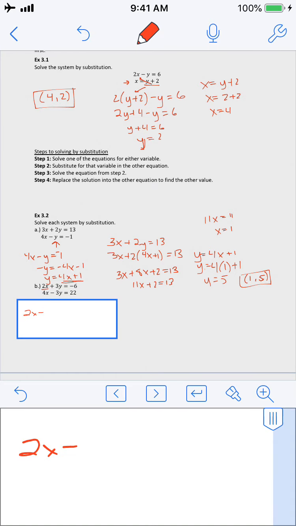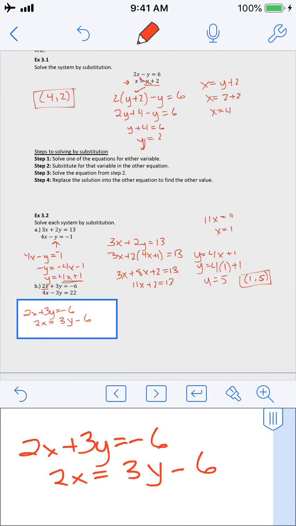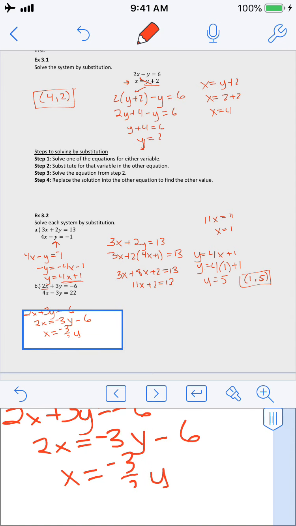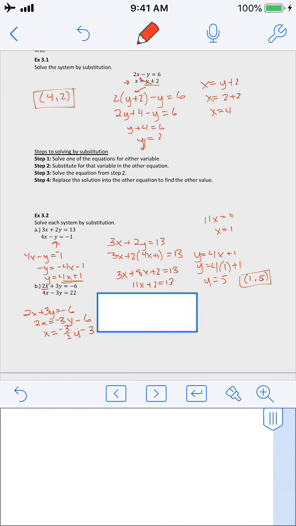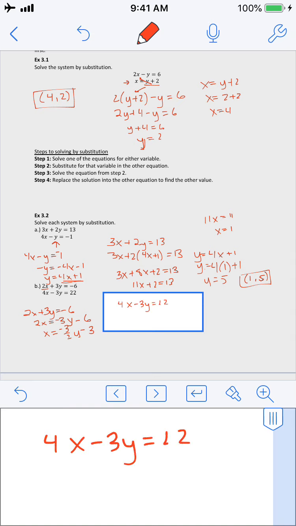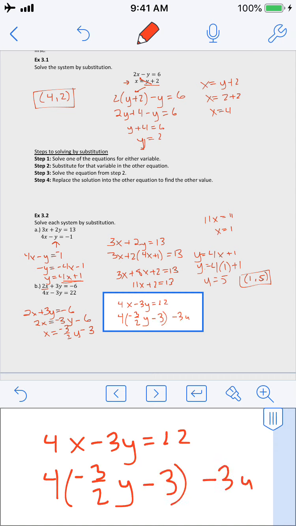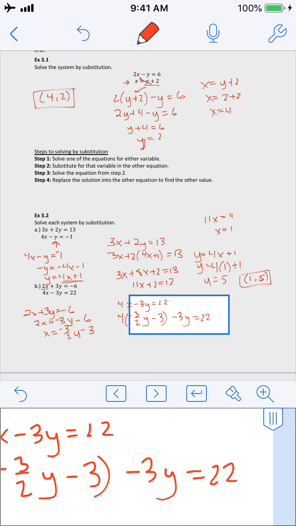Okay, so I have 2x plus 3y equals negative 6. Move that 3y over: negative 3y minus 6. X equals negative 3 halves y minus 3. Okay, now I'll go plug that into the other one, 4x minus 3y equals 22. Yep. 4 times negative 3 halves y minus 3, minus 3y equals 22.